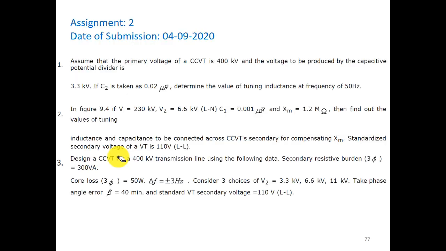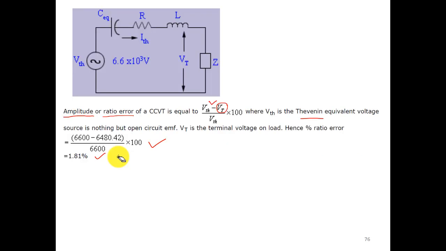Now the fourth question was the ratio or amplitude error and phase angle error at the nominal frequency. At the nominal frequency, in fact, we only consider the drop at the resistance part, right? And then we can find the ratio error and the phase angle error. It is similar to part C. I hope you can do it. Please do part D.